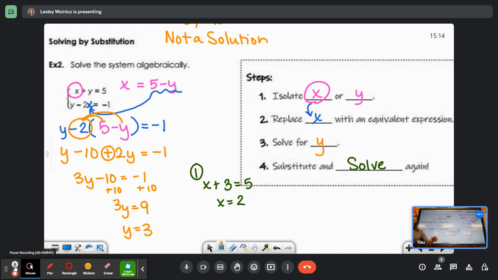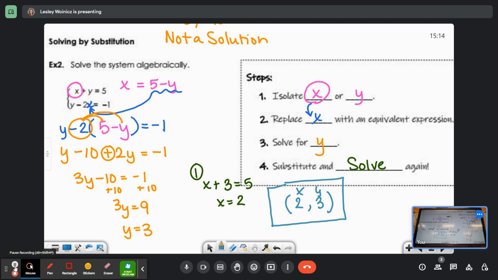So when you write your point, make sure you always put the x first. Just because I found the y first doesn't mean I write it first. I always write the x first in the point. So it goes 2, 3. Here's the x, here's the y. This is my final answer. That's not too bad.